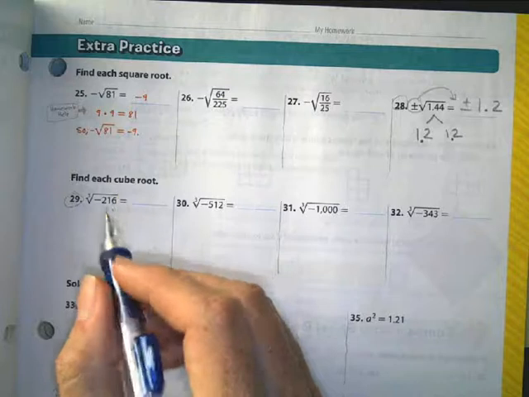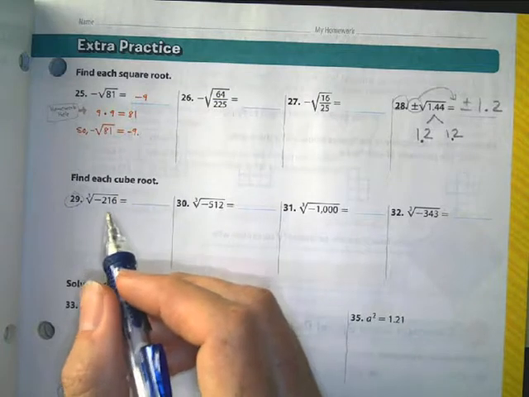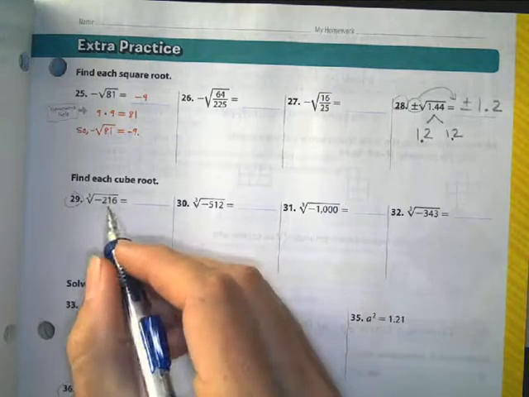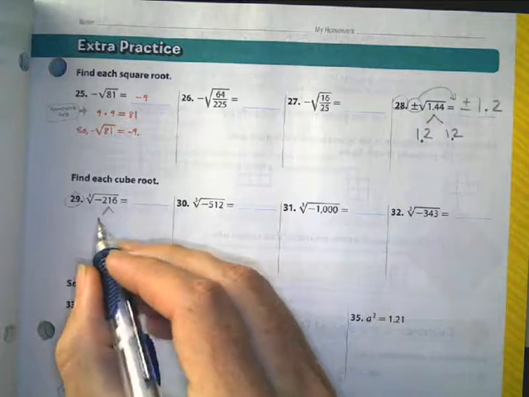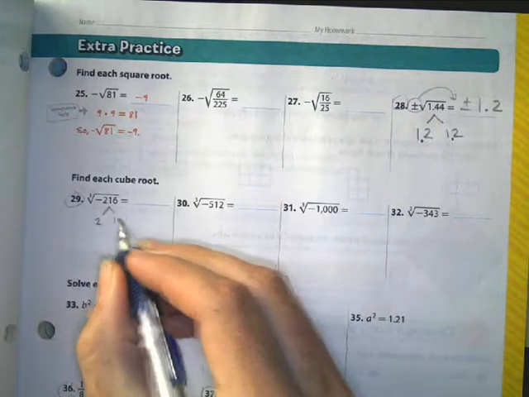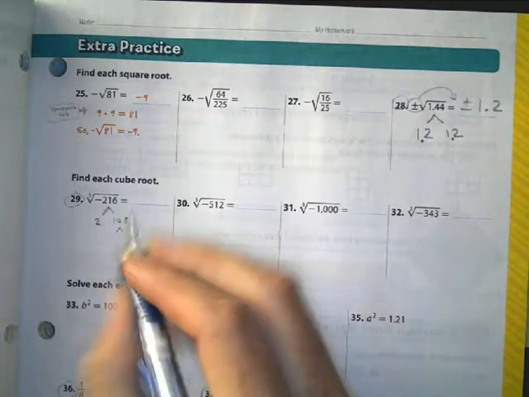On number 29, again, we have another one with cube roots. Trying to figure out what that cube root could be. You may not recognize that cube root. I can look on my little cheat sheet and tell you what it is right away, but let's pretend that we don't have that. So if I break this apart, this can become 2 times half of 216, which is 108. Okay, well, that's still not helping me quite yet.